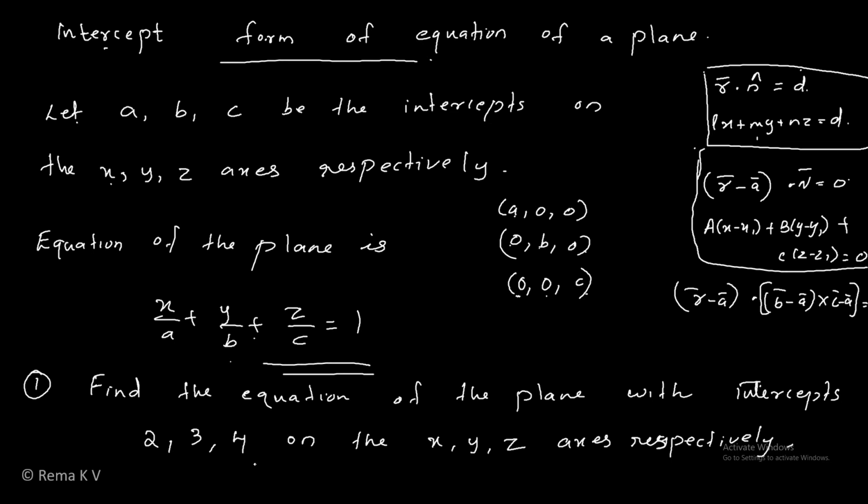So we can write it directly: x by 2 plus y by 3 plus z by 4 is equal to 1. The common multiple of this gives 12. So we can write this as 6x plus, multiplying with 12, 4y plus 3z is equal to 12. So the equation of the plane is 6x plus 4y plus 3z is equal to 12.